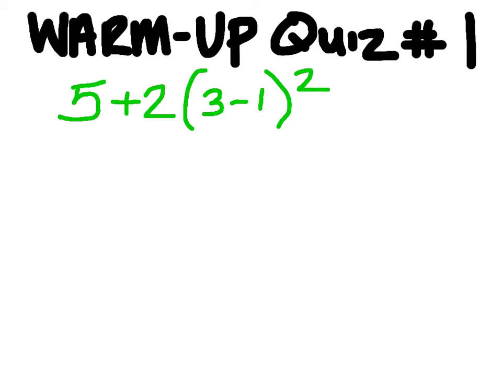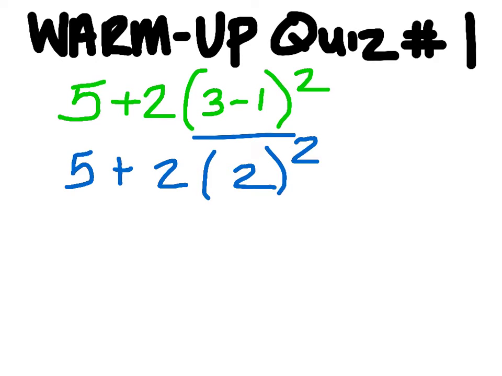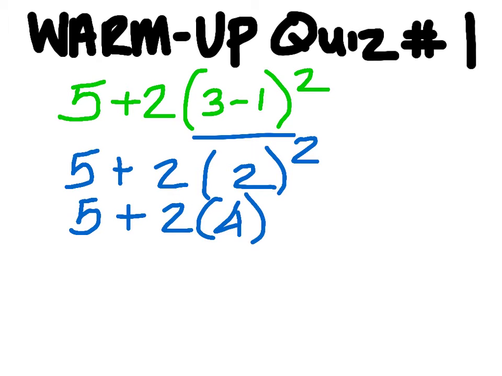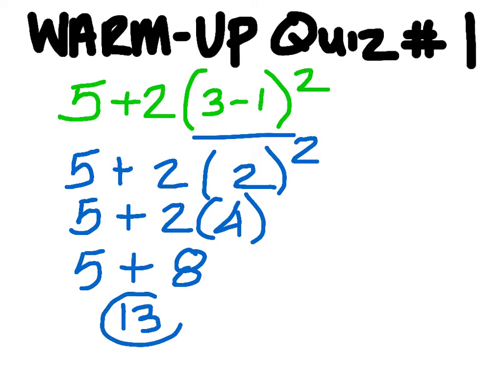Solution: you have to do 3 minus 1 first and come up with a 2. And then you'll have to go back and square that 2. When you square the 2, you get a 4. 2 times 4 is 8, so we have a 13. Anytime you miss one, make sure you watch and find your mistake.